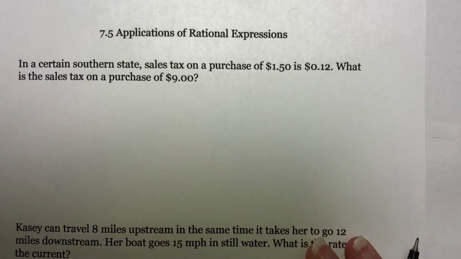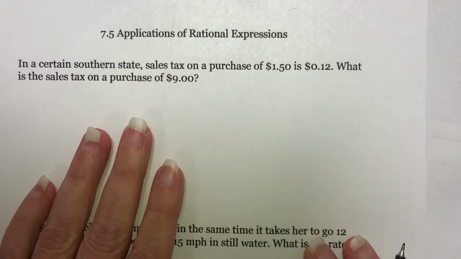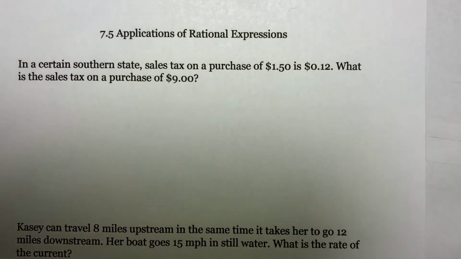This is section 7.5, applications of rational expressions. We've been solving equations that have fraction-like things in them. We talked about how to solve them in the last section, and how to check to make sure that our potential answers did not give us a 0 in the denominator. Now we're going to take that type of equation and solve word problems that create those types of fractions, so we need to know how to solve these.